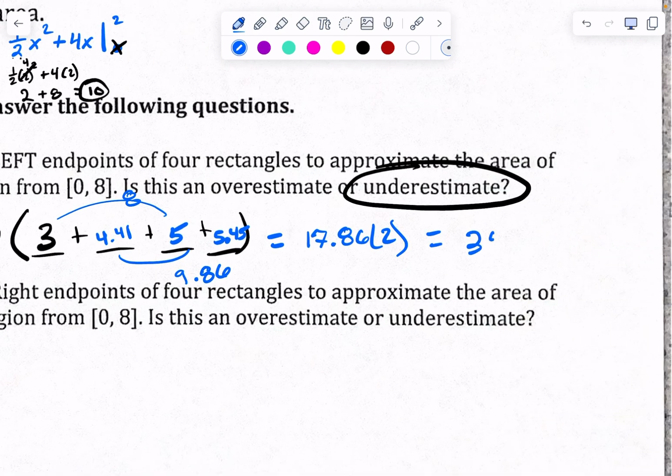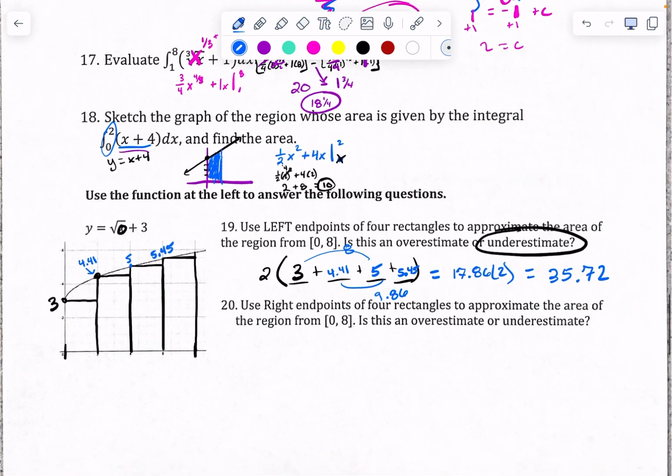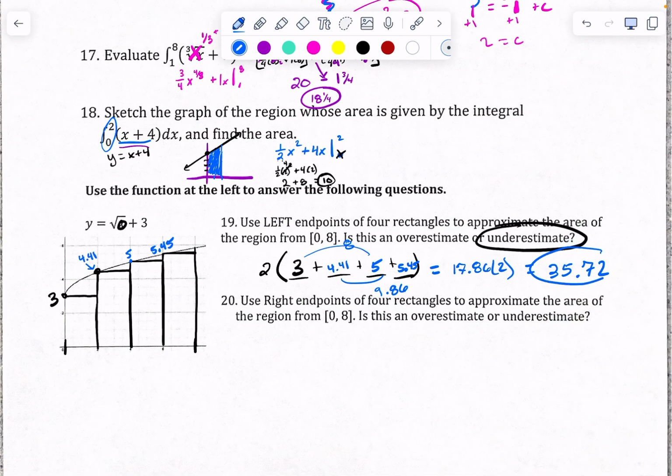Wait, why do we take it times 2? Because you have your 2 in the front. Oh, yeah, we didn't do that yet. 2 is our base. Yep. That was dumb. 35.72. Okay.